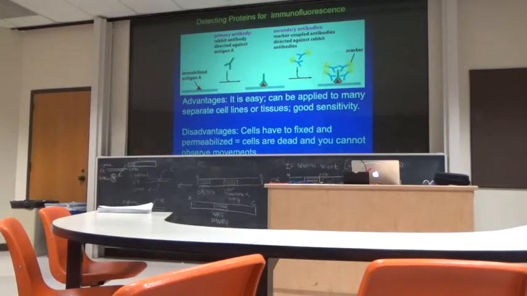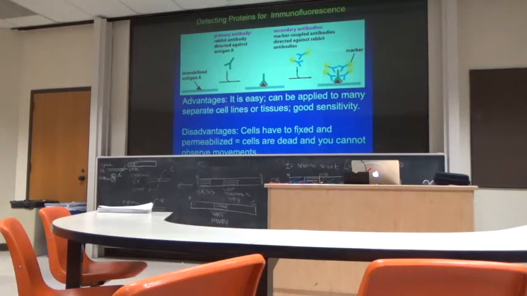And the second reason is that you get an amplification of the signal, because if you were to label this one, you'd only have one fluorescent signal here. Look, the secondary antibody can bind multiple sites, so we've amplified our signal here in this example fourfold by having 4 fluorescent markers. So advantages: it's easy, it can be applied to many separate cells, good sensitivity.